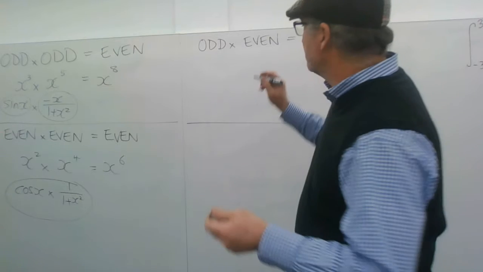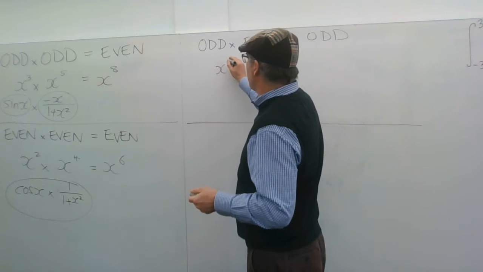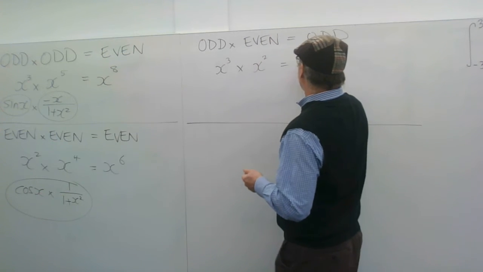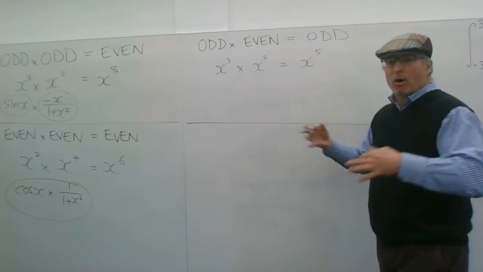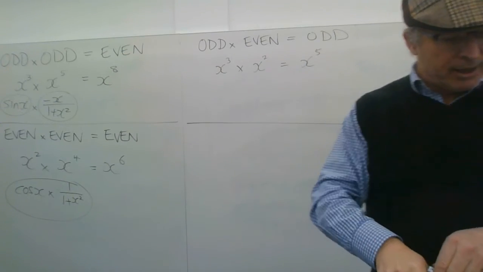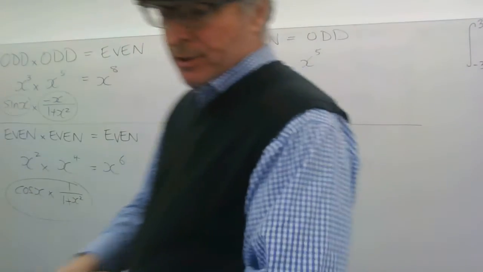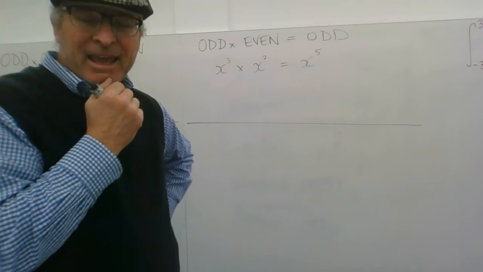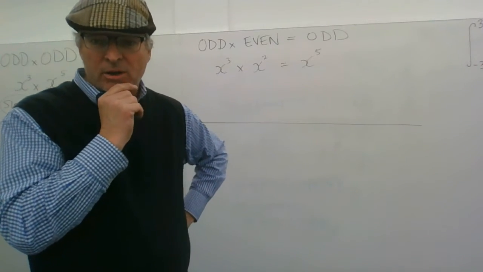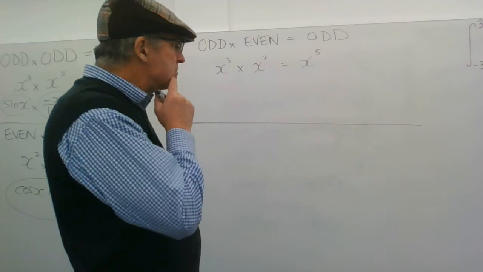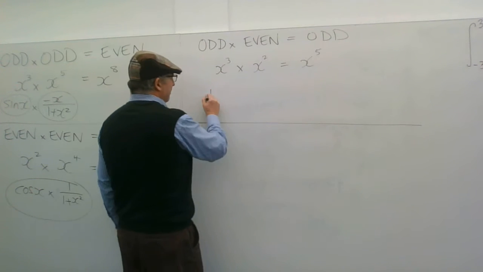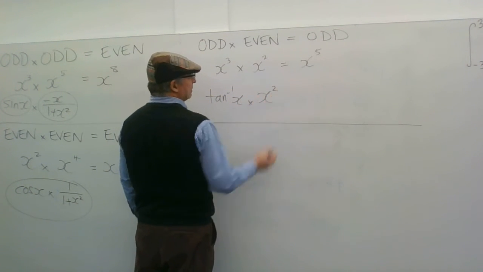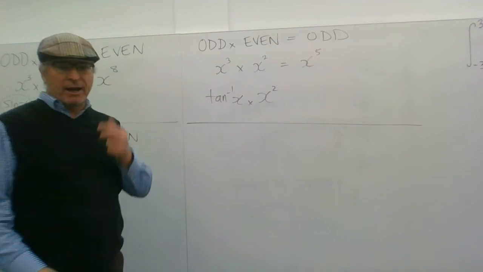You can see that because you can just pick to test, like say, x cubed times x squared, and that'll be x to the 5. So it reminds you that it would be an odd function. So something like inverse tan of x is odd, and inverse tan of x times x squared is going to be an odd function.